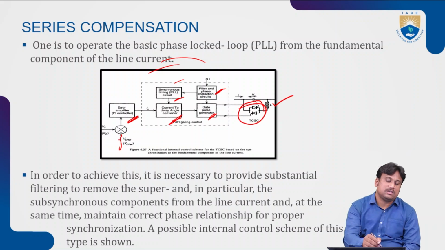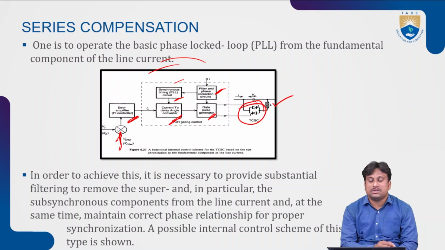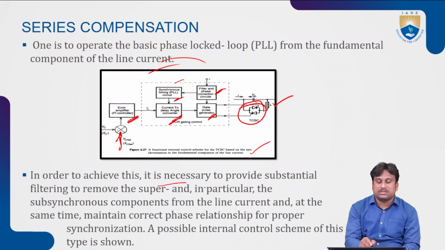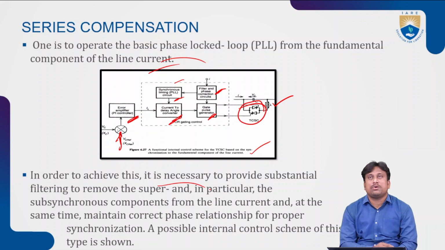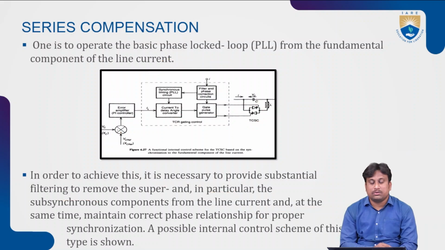So the reference signal is ready to excite the voltage. This represents the functional internal control structure for the TCSC that is based on synchronization to the fundamental component of the line current. So in order to achieve all these aspects, it is necessary to provide substantial filtering to remove the harmonic and in particular the subsynchronous components from the line current, and at the same time maintain the correct phase relationship for proper synchronization operation. That means possible internal control schemes can be achieved this way.